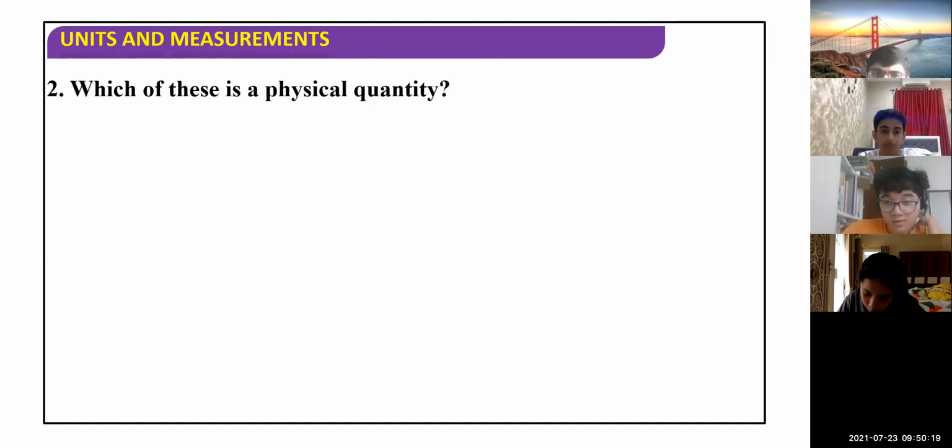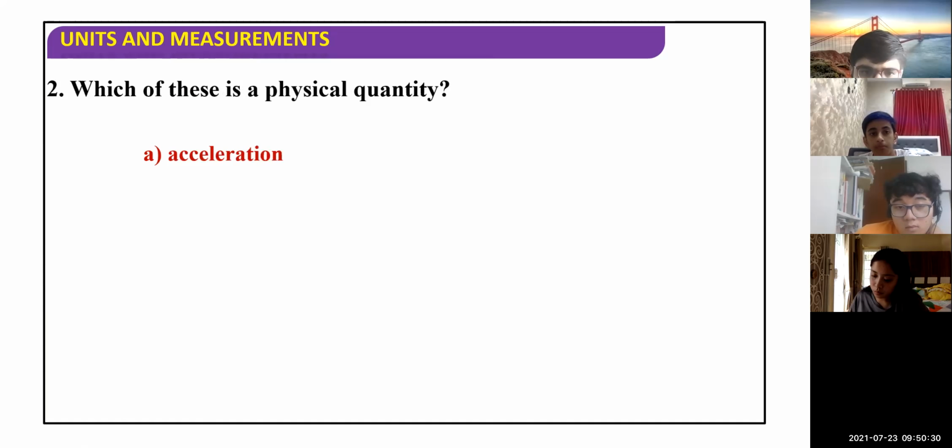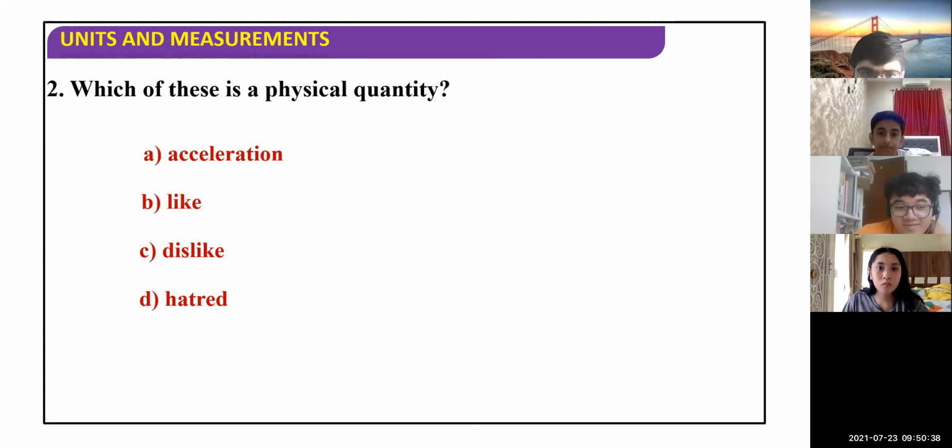Next question: which of these is a physical quantity? This question is for Satria. You can see the options here: acceleration, like, dislike, hatred. Which of these is a physical quantity? Acceleration. Yeah, acceleration is a physical quantity. We will discuss acceleration in more detail in the second chapter, on motion. Correct.